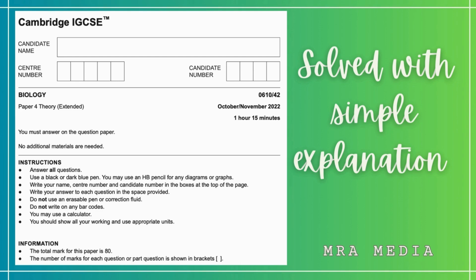Today we'll be discussing Cambridge IGCSE 0610 Paper 4, Variant 2, from October-November 2022 session. I will be explaining the answers in order to clarify the question and not just answer from the mark scheme. Let's get started.